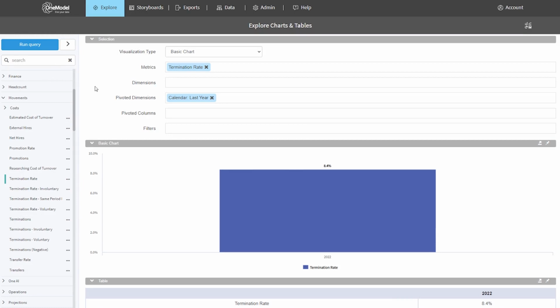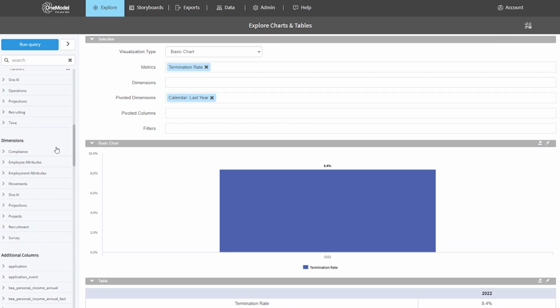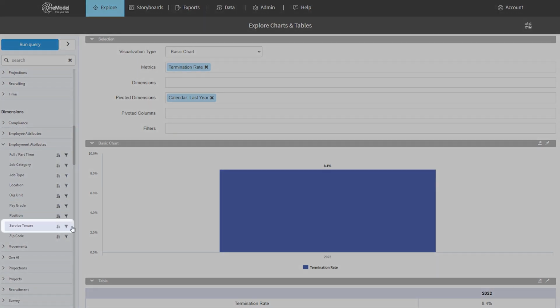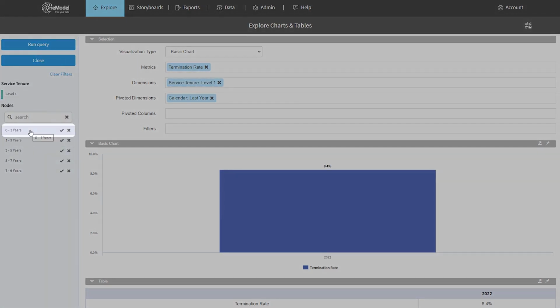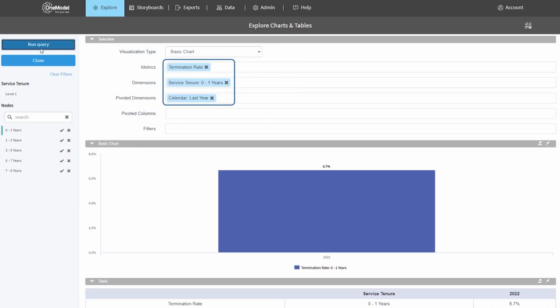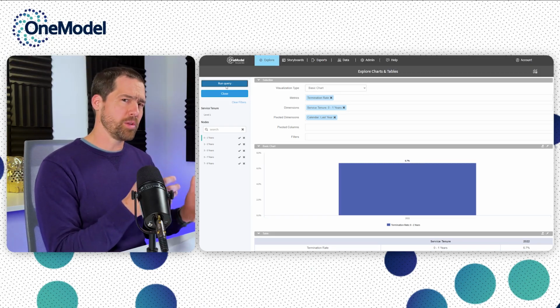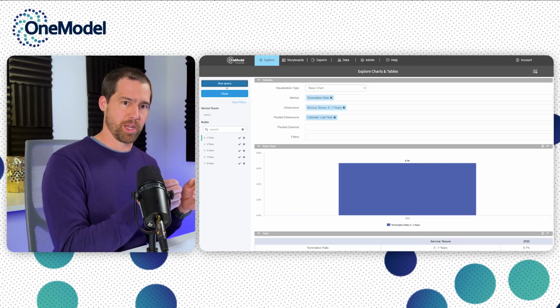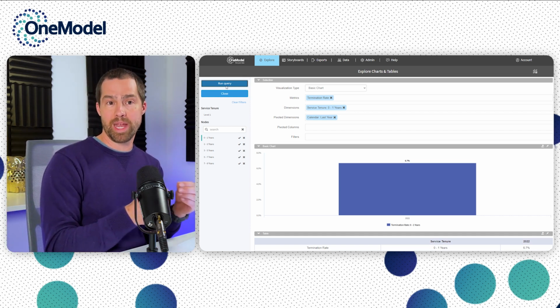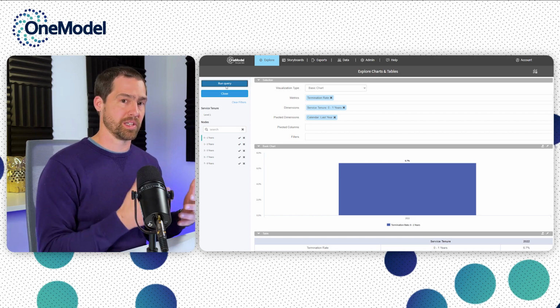But here in OneModel, all I have to do is go down below my metrics. I have my dimensions. And let's look in this case at service tenure. So I'm going to break this out, select 0 to 1 years, and now what I'm going to see is just my turnover rate for employees who joined the company within the last year. And when they terminated, they had less than a year of employment. If you look at this from an HR perspective, this is already more interesting because you want to think about employees who joined the company and then almost immediately left. So there was likely some breakdown in the recruiting process that led to that.